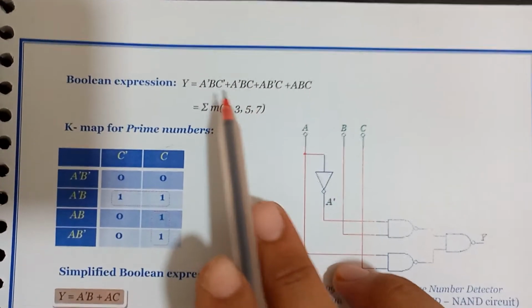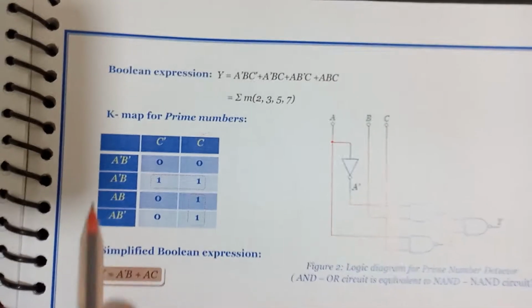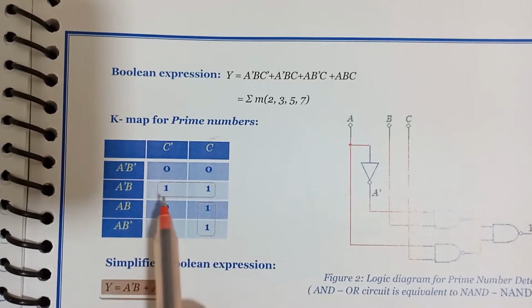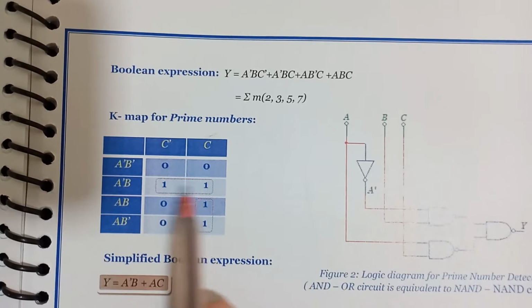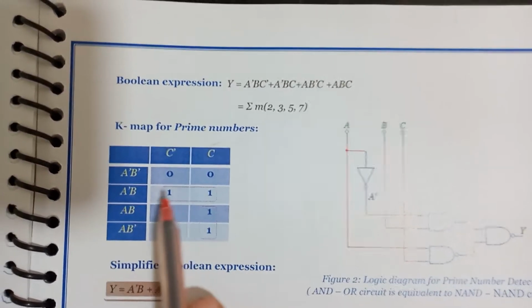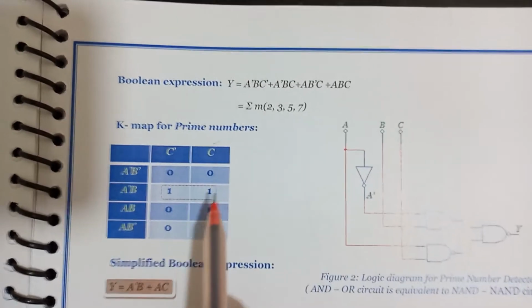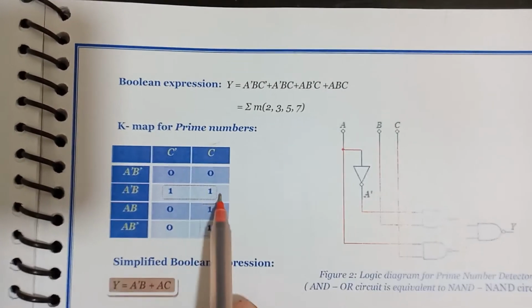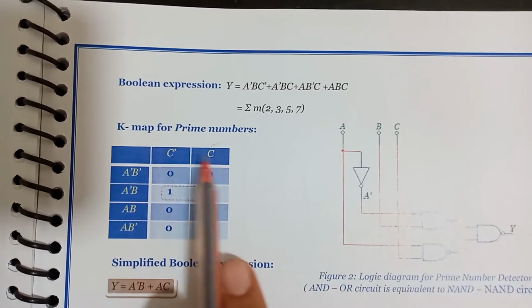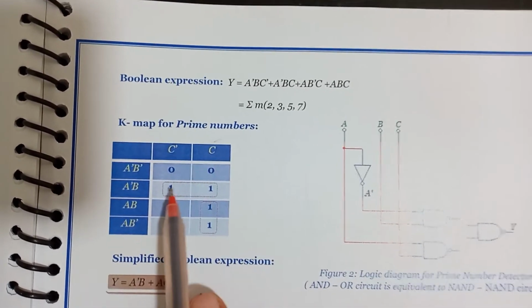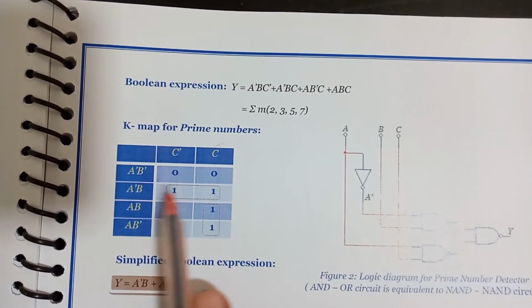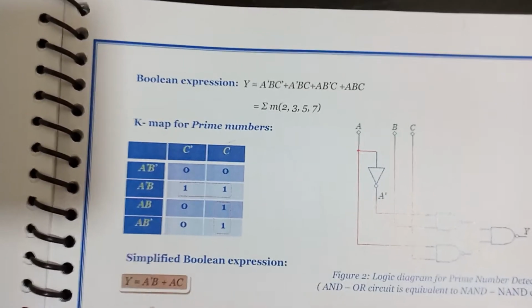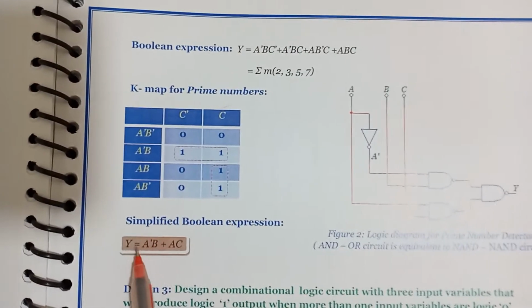Now let us simplify these 4 fundamental products with this diagram. We have 2 pairs. This is the first one and this is the second pair. In the first pair C is common with its complement, so we will have A bar B. So the first term will be A bar B.